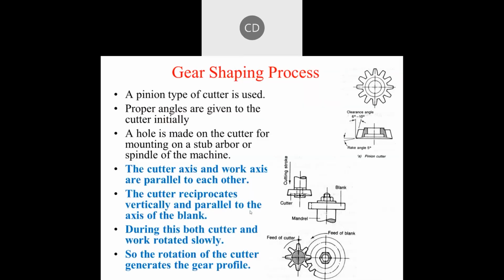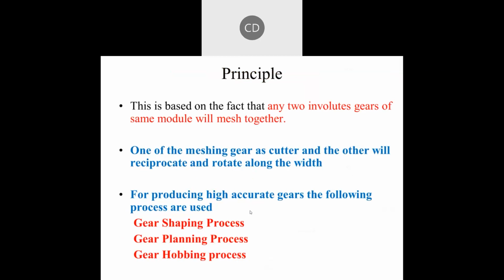The next one is the gear generation process. We know gear hobbing and gear shaping; these are finishing processes before we make the gear generation process. The gear generation process has a main principle: we can use any two involute gears of the same module which mesh together. One of the gears is machined as the cutter, and the other will reciprocate and then rotate along the width.